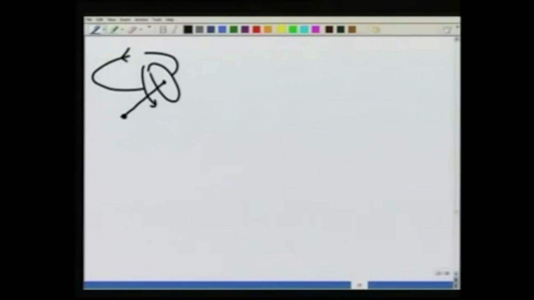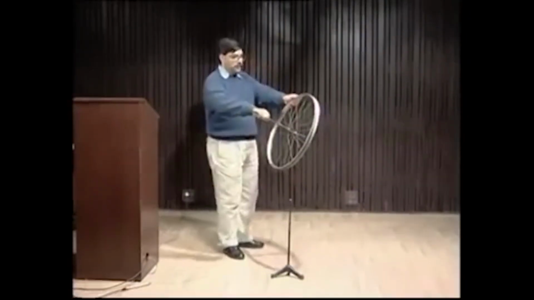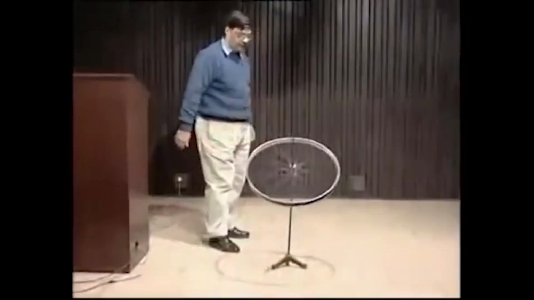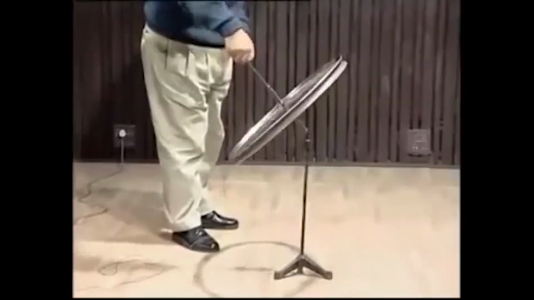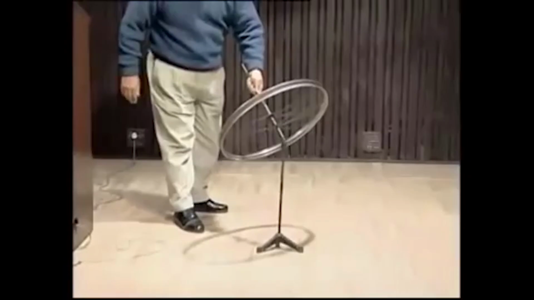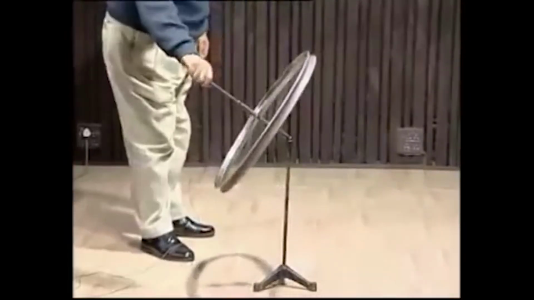Let us have a look at that. What I showed you was, here was a bicycle wheel which I rotated like this, and when I put it here, it started going around like this. When I gave the rotation the other way, it rotated the other way. Let us try to understand this.